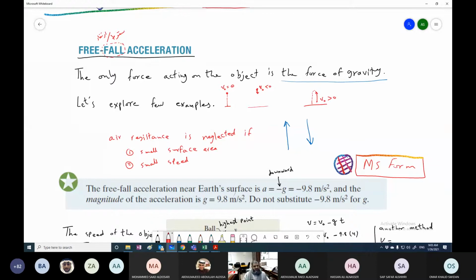طيب, all objects moving in free fall, they will have the same acceleration. The free fall acceleration near Earth's surface is a equals minus g. And this minus means downward. So the acceleration is downward. Why? Because the force of gravity is downward. So the acceleration is minus, meaning that it is directed downward. And it has a magnitude plus g.